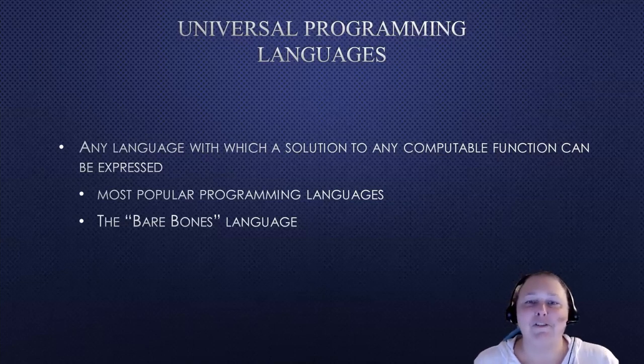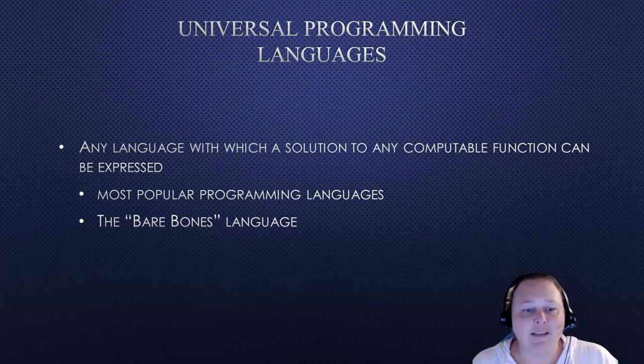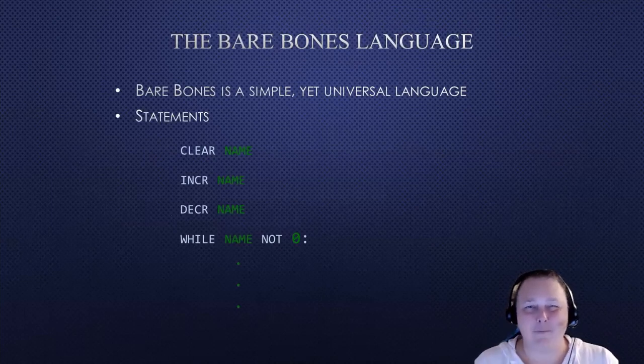Next, we're going to talk about universal programming languages, and this is any language where you can find a solution to any computable function. Now remember, we're talking about those computable, so they do have a solution. The most popular programming languages out there are the bare bones languages, the ones that don't have all the bells and whistles, very easy to learn, very easy to understand, more like a pseudocode type language. So bare bones is a simple yet universal language.